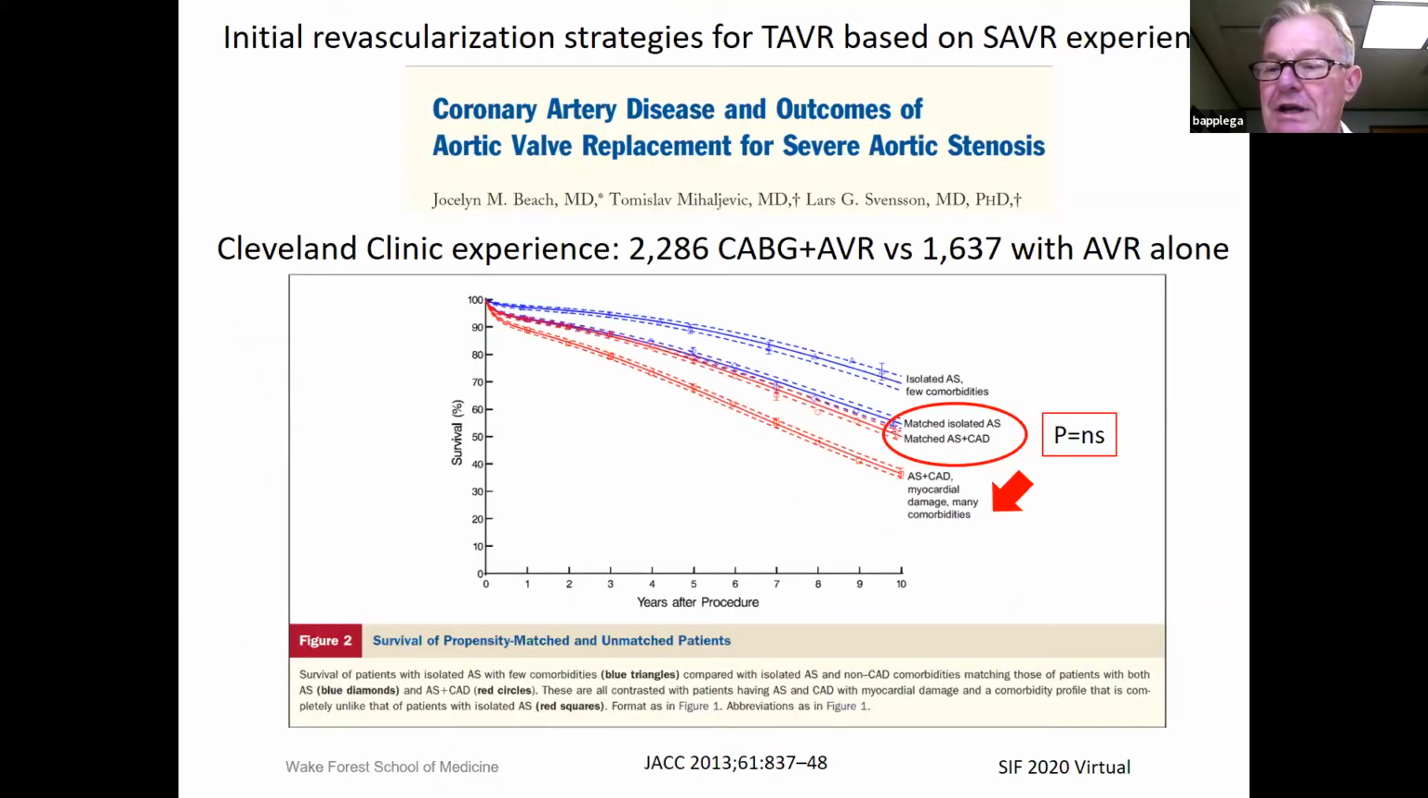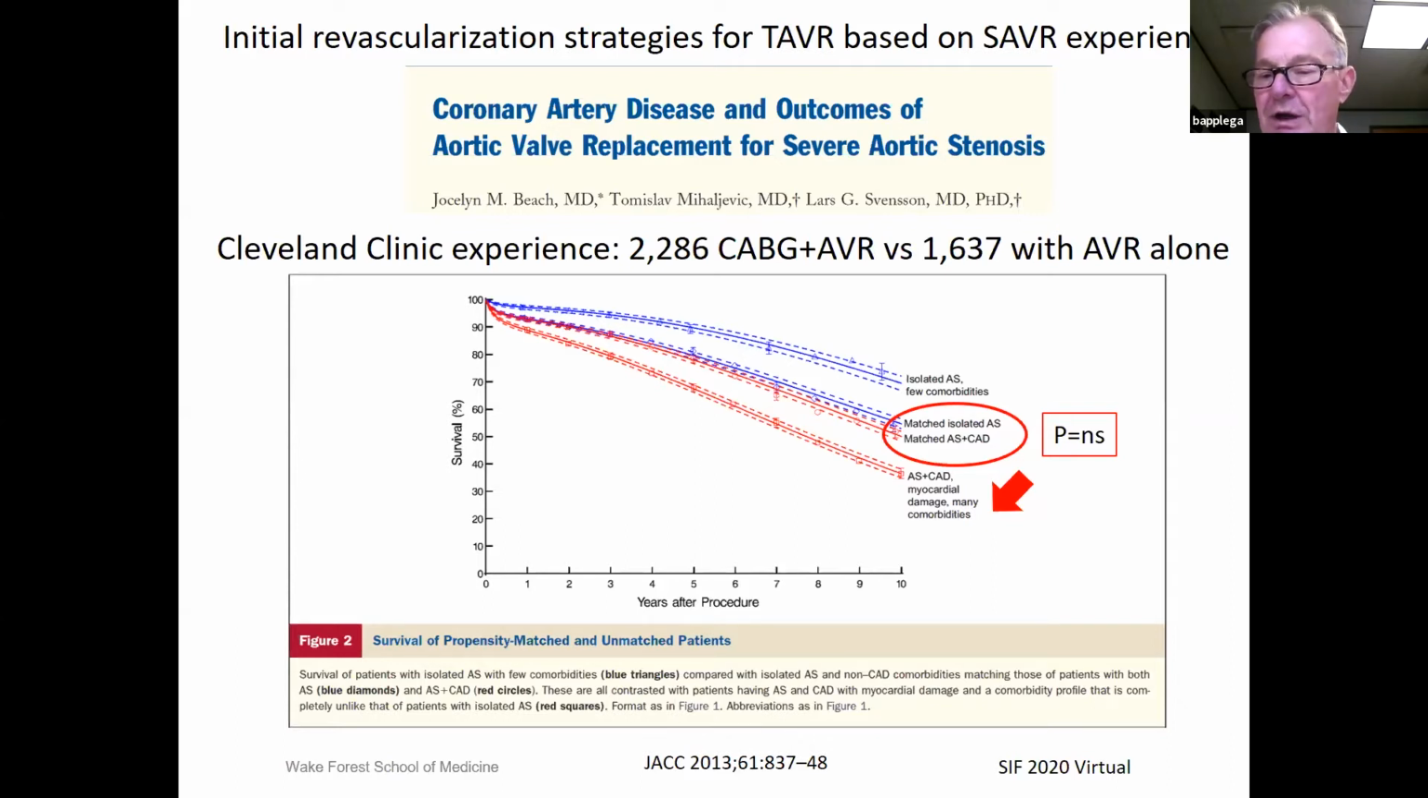The initial revascularization strategy for patients with CAD undergoing TAVR was based on experiences with surgical aortic valve replacement and concomitant bypass grafting. Shown in this slide is the Cleveland Clinic experience in patients undergoing aortic valve replacement alone versus those who underwent combined CABG and aortic valve replacement. These authors observed that in matched patients who had concomitant CABG and AVR, outcomes were not significantly different than in those who underwent aortic valve replacement alone.